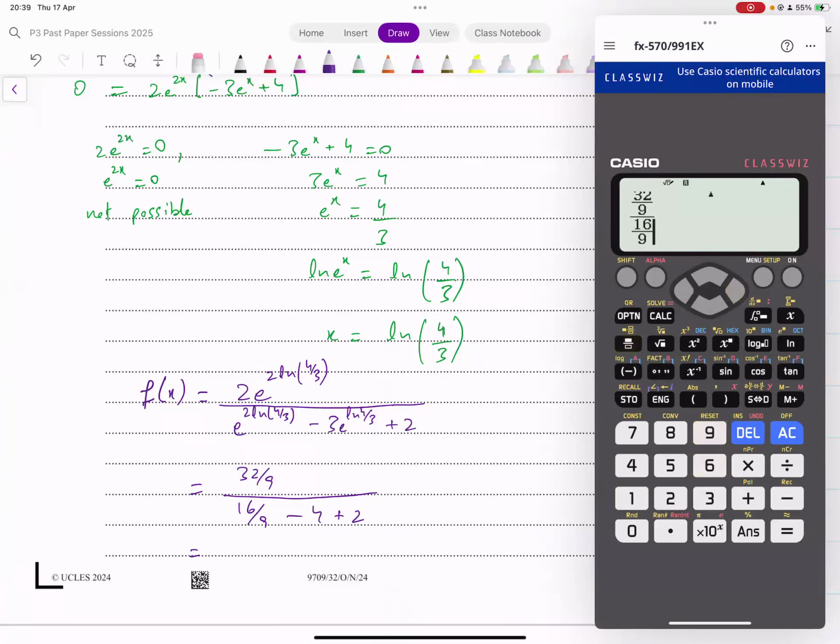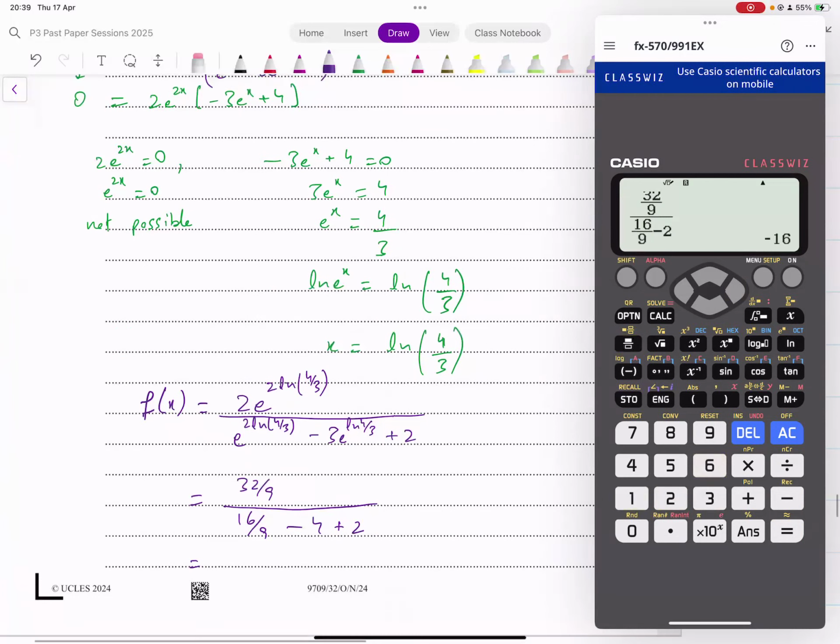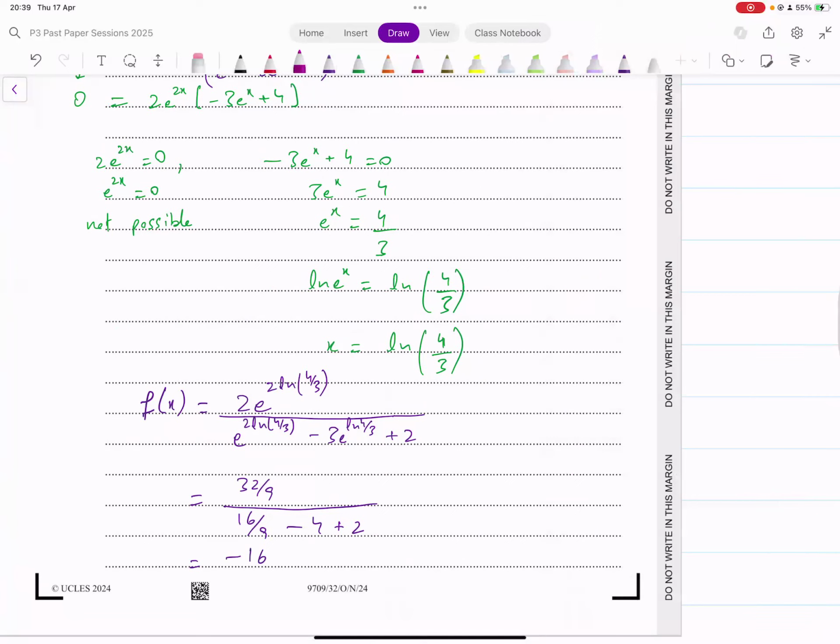Minus 2, that's minus 16, right? Y turns out to be minus 16. So what are the coordinates then? The coordinates of that point that we were looking for are ln of 4 over 3 and minus 16. These are the coordinates of that point.